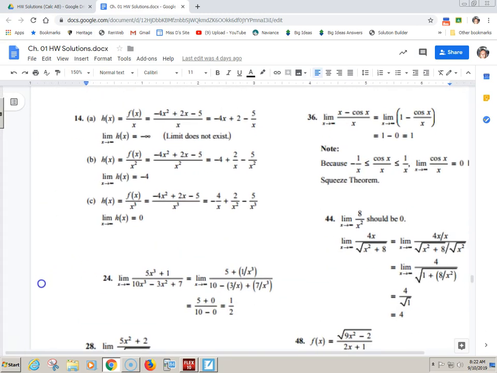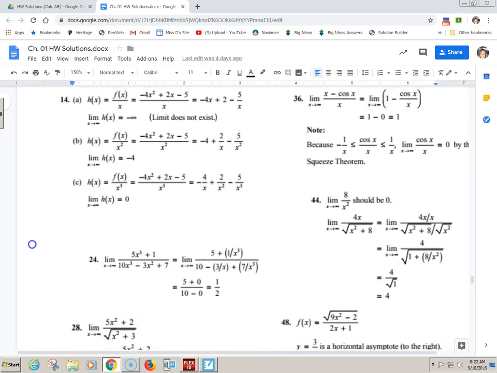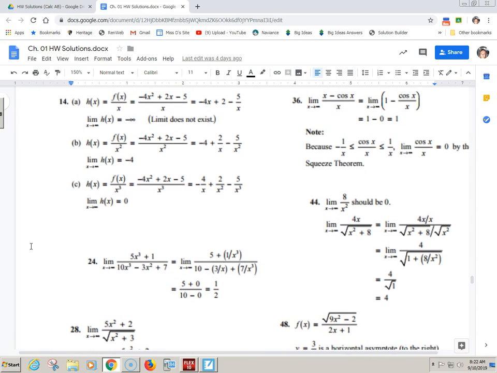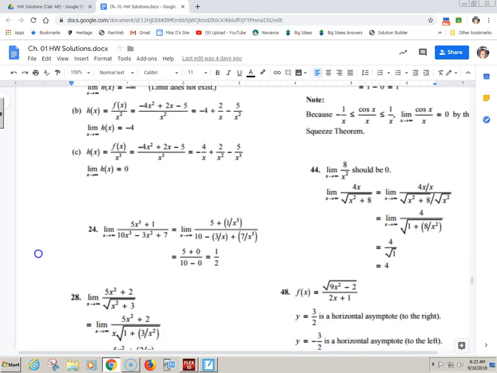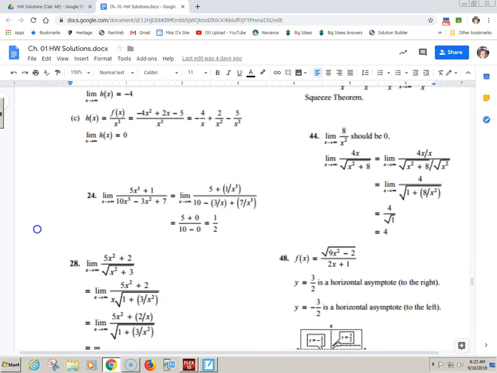Number 14, now you started doing some things analytically, right? Number 14, A is negative infinity, B is negative 4. Sometimes it gets messy, so I just want to draw your attention real quick to the answer. A is negative infinity, B is negative 4, C is 0. Yes, there's work behind it. Number 24, final answer is 1/2.